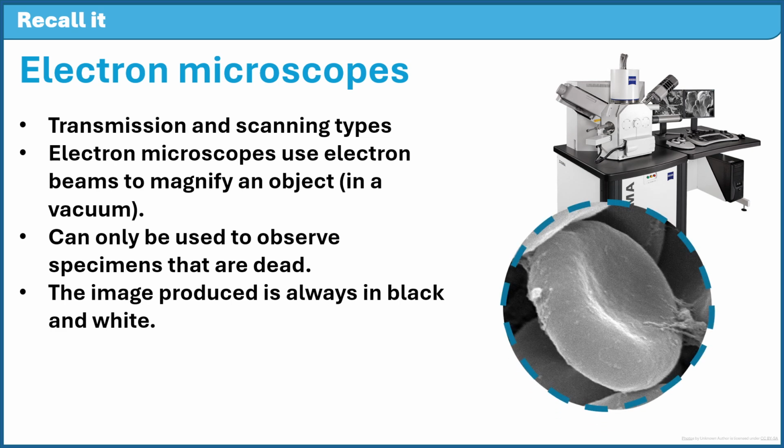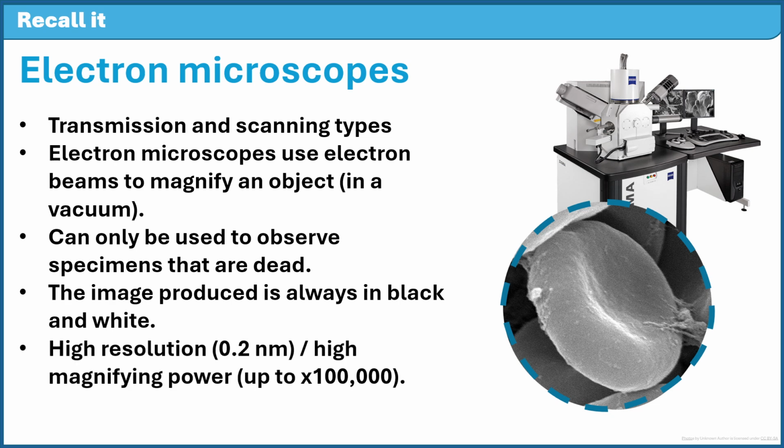Electron microscopes have an incredibly high resolution, down to 0.2 nanometers, and a much higher magnifying power, up to 100,000 times or even more. However, they are expensive to buy and maintain, which is why you won't find them in most school labs. Now that we know the features of each type, let's compare them side by side.